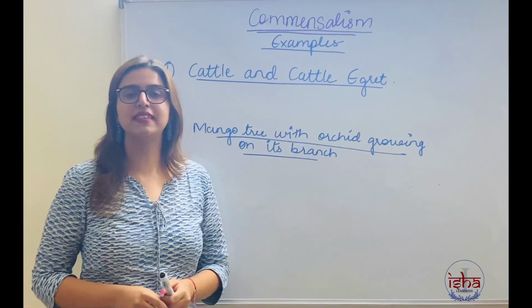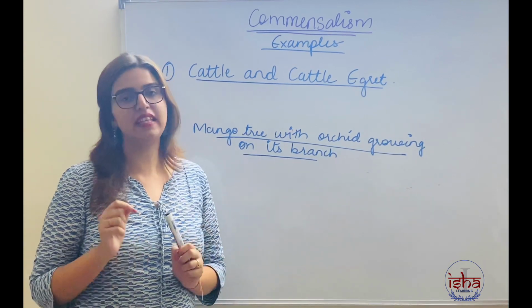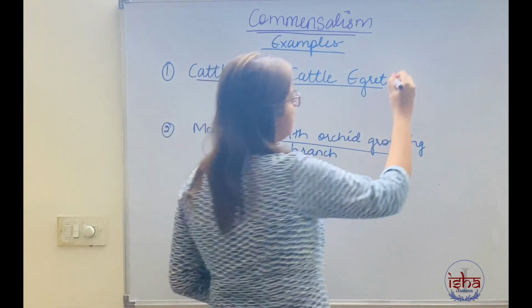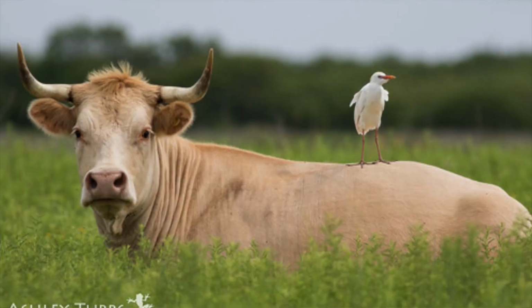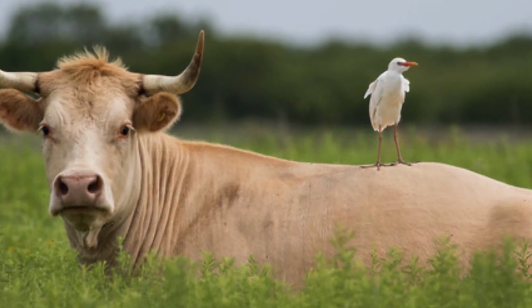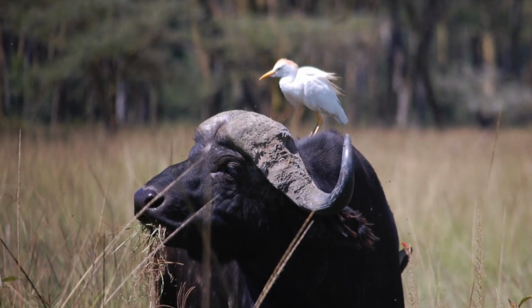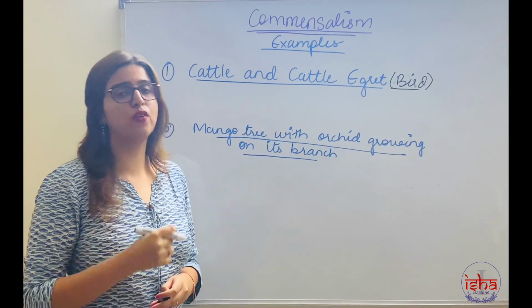A very common example that we have all seen is of the cattle and the cattle egret. What is the cattle egret? Well, it is a bird. You must have seen a white colored bird that is often found on the back of cattle while the cattle is grazing. ये चिड़िया गाय और जो cattle होती है उनके back पे मिलती है. क्या फायदा है? What advantage is this bird deriving out of the cattle?